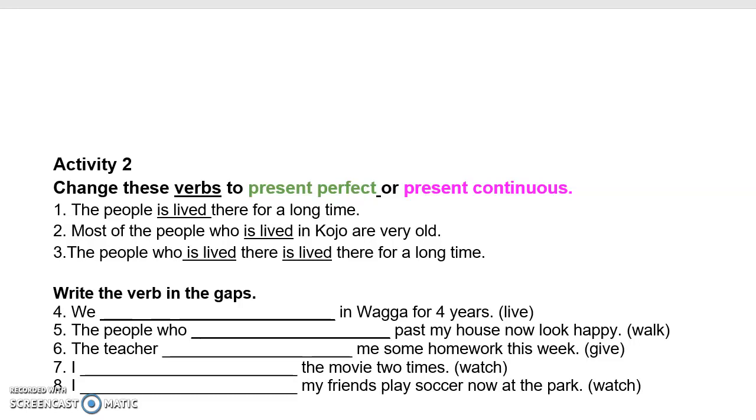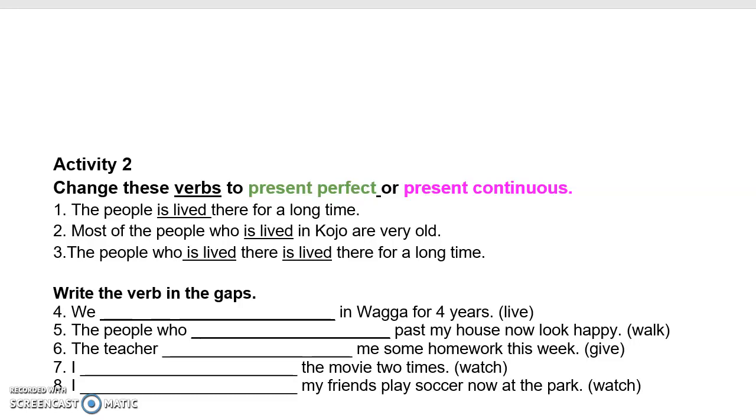Number 3. The people who is lived there is lived there for a long time. Again, have a think about number 3 and the verbs, and think about what is the subject, and is the subject doing the verb? If the subject is doing the verb, we can't have a passive verb. It must be present perfect or present continuous. Stop the video now and see if you can work out what the verbs in sentence 1, 2, and 3 should be.